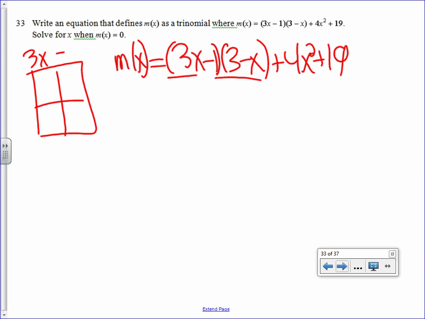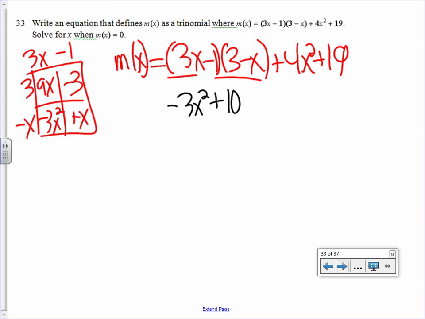And to multiply binomials like this, I have to use box method. 3x minus 1, 3 minus x. 9x minus 3. I'm multiplying here, negative 3x squared plus x. And when I combine the terms, I get negative 3x squared plus 10x minus 3 plus 4x squared plus 19.